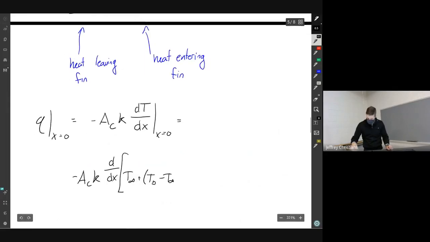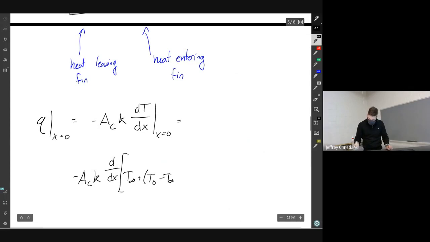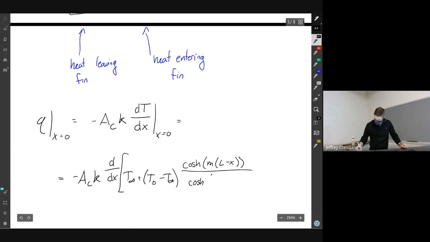Okay. Minus T infinity, then cosh of m(L minus x) divided by cosh of mL, all evaluated at x equals 0.